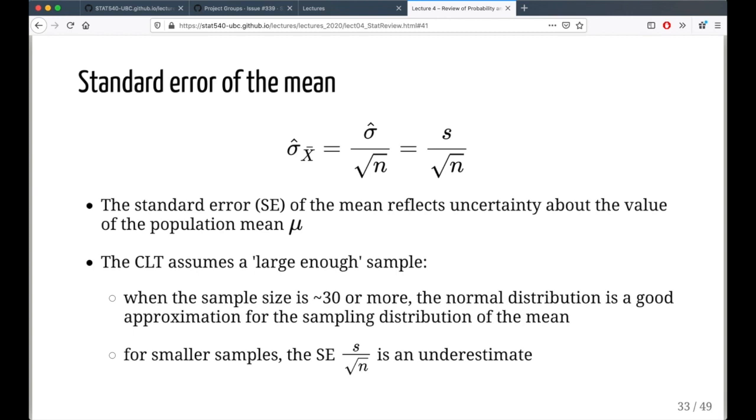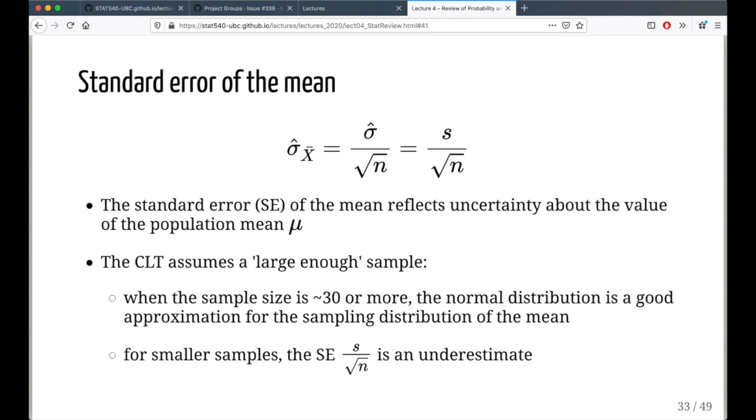So the standard error of the mean, again, I mentioned that it might be surprising that we could start out with something that's completely non-normal and end up with something normal for the mean, but it does require a little bit of an assumption. So again, it gives us uncertainty about our estimate of the population mean from our sample, but it does assume that we have a large enough sample. So a rule of thumb is that if the sample size is around 30 or more, that normal distribution is a good approximation for the sampling distribution of the mean.